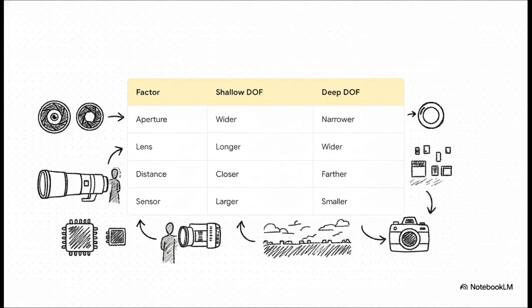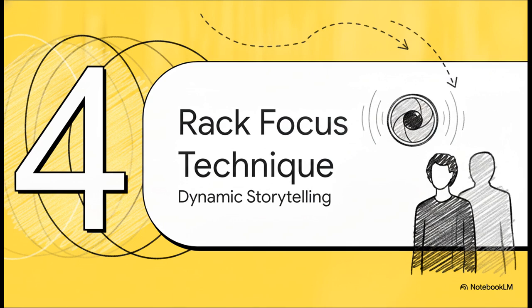Third, distance to subject. The physically closer your camera gets to the subject, the shallower that depth of field becomes. And finally, sensor size. Larger camera sensors generally make it way easier to achieve that cinematic shallow depth of field compared to smaller sensors. By mixing and matching these 4 levers, you have total control over the depth of your scene.